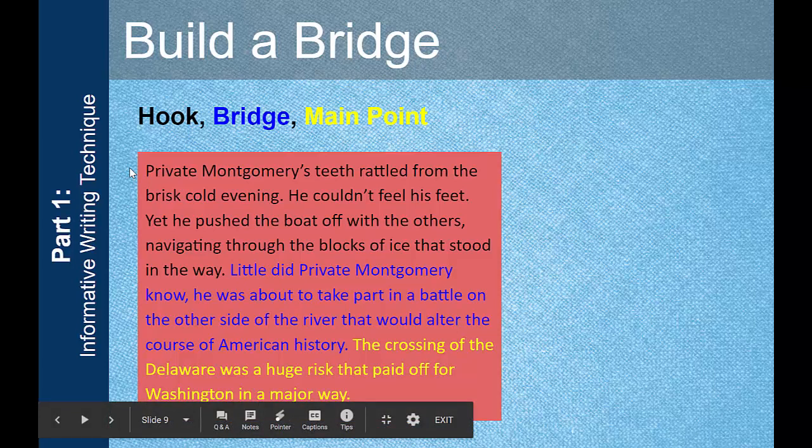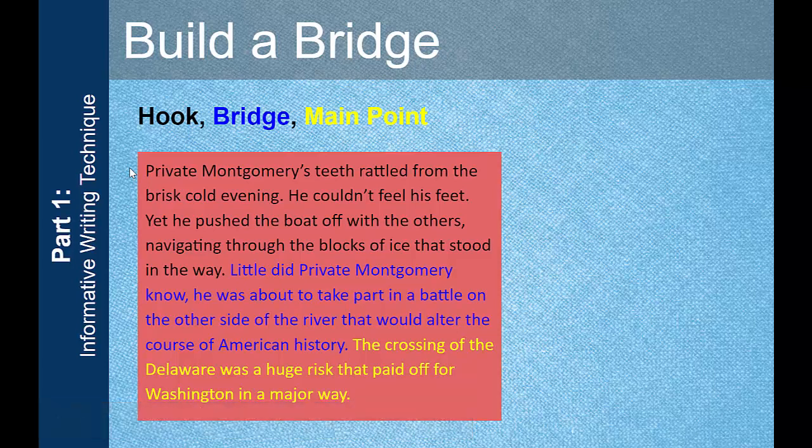Private Montgomery's teeth rattled from the brisk, cold evening. He couldn't feel his feet. Yet he pushed the boat off with the others, navigating through the blocks of ice that stood in the way. Little did Private Montgomery know he was about to take part in a battle on the other side of the river that would alter the course of American history. The crossing of the Delaware was a huge risk that paid off for Washington in a major way.